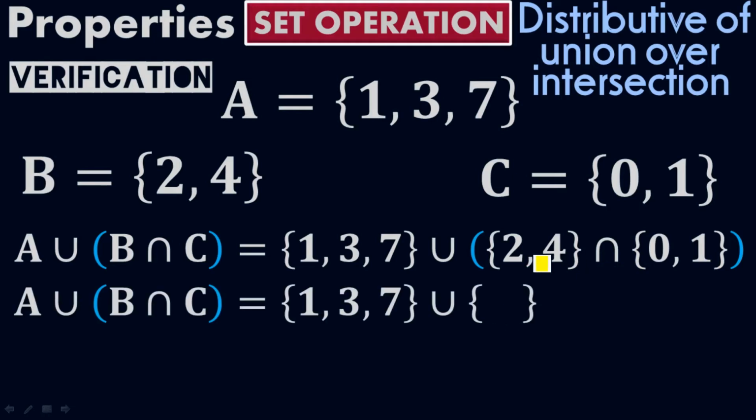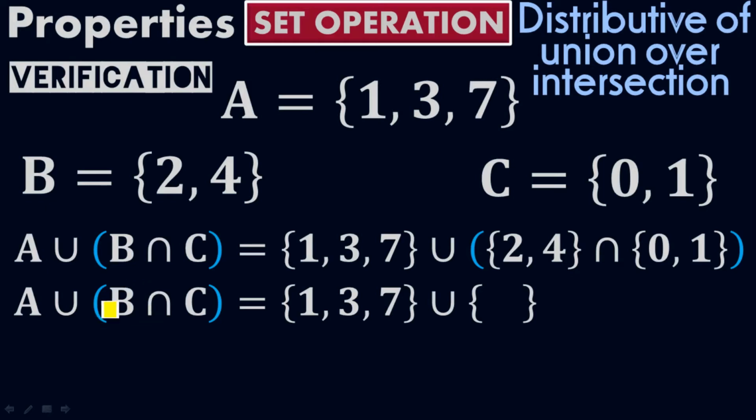The empty set is the intersection of these two sets, because in intersection we take the common elements. What are the common elements in these two sets? We don't have any common element. There is no element which is common to both sets. Therefore we put the empty set.